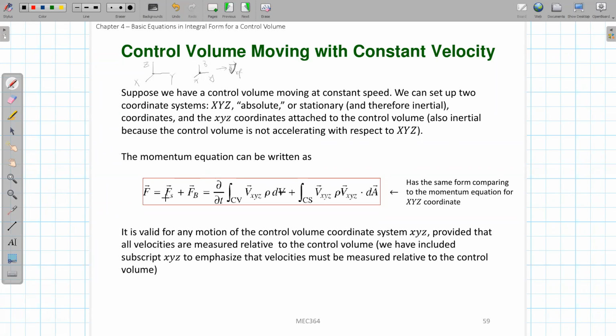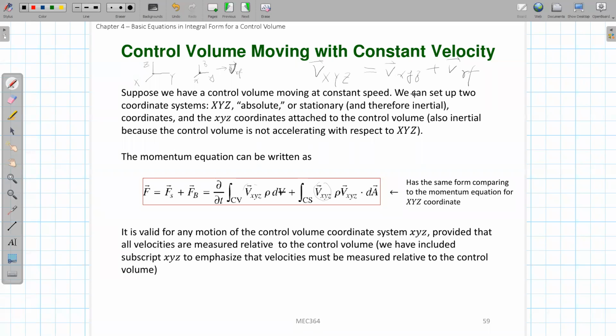I can tell you what the result will be. The result is still the same as before, so you have no additional term here. It will be the same equation, and the only difference is that the v of x, y, z inside this equation, instead of using the original v of big xyz, we just replace it with the small v of small xyz.